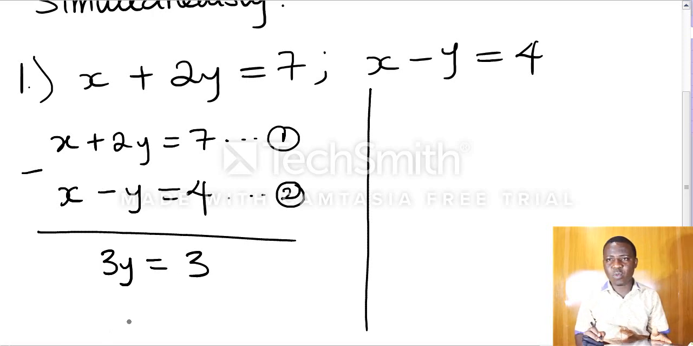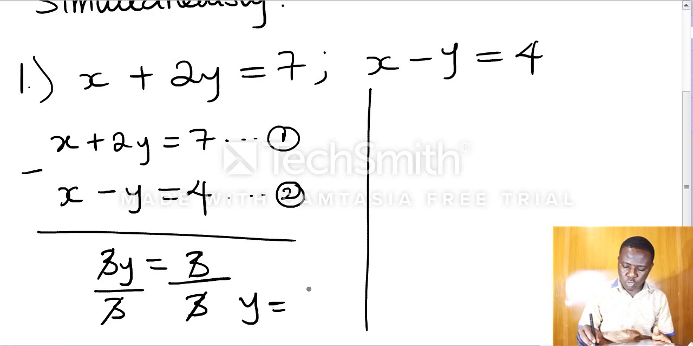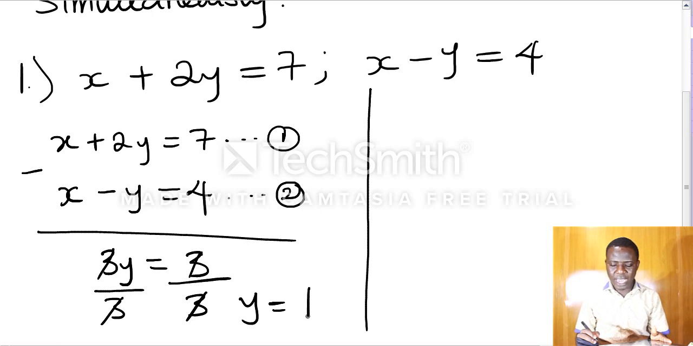And in order for us to make y the subject of the formula, we have to divide both sides by 3. If you divide here by 3 and this by 3, our value for y will be equal to 1, as 3 divided by 3 is 1. So by eliminating x, I have gotten my value for y. Now how do I get the value for x? I can get my value for x by substituting y for 1 in either equation 1 or 2.